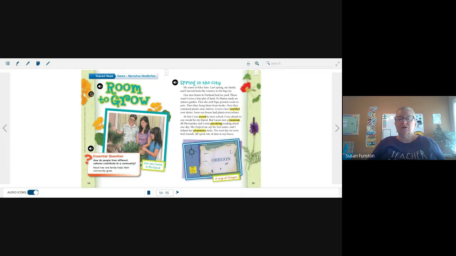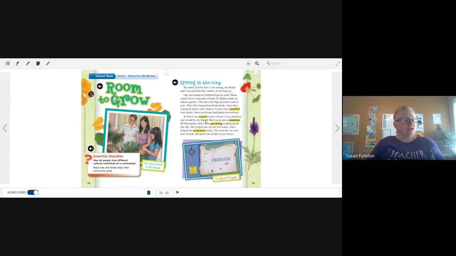All right, so Kiku lives in the state of Oregon, and she has moved from the country to the city of Portland. Can you find Portland on this map? Good. All right, we have lots of vocabulary words on this page. So tumbled, we learned tumbled means to fall out. So the green vines tumbled over the desk. So they fell out of their pots. They didn't fall completely out. They were still planted there, but they grew down and tumbled down over the desk.